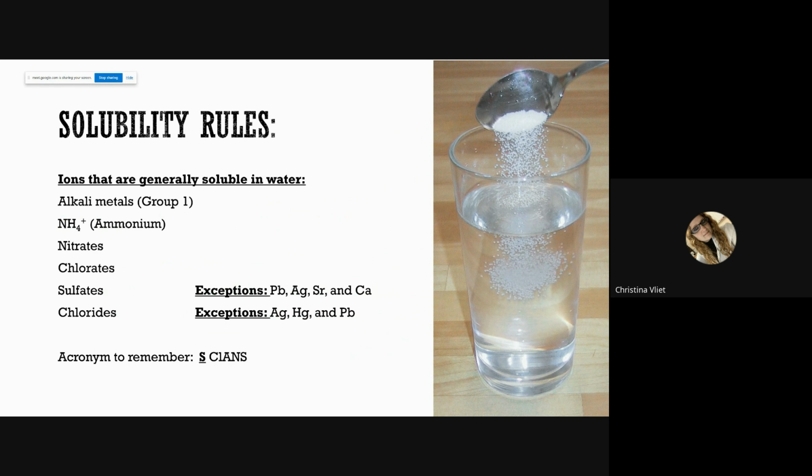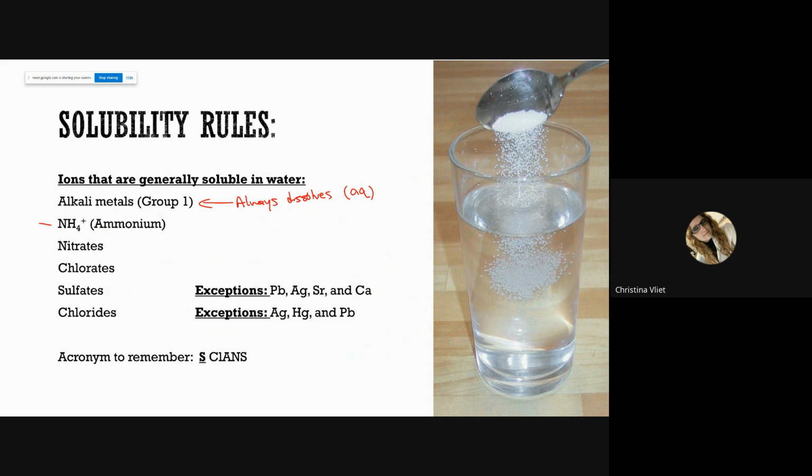Every time. If I see Na, or lithium, or potassium, or rubidium, or cesium, you can guarantee you throw that in water, it will dissolve. 100% every time. So group 1 always dissolves. That's the most important one to remember. That means it's always going to be aqueous. So dissolves is aqueous, right? Doesn't dissolve as solid.